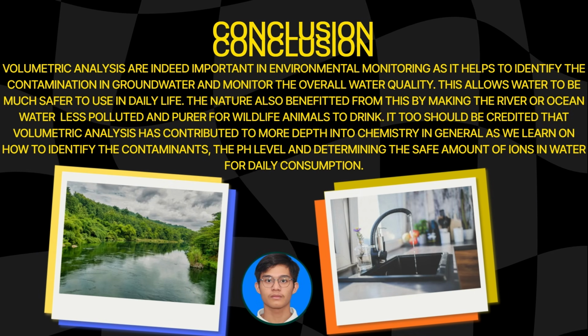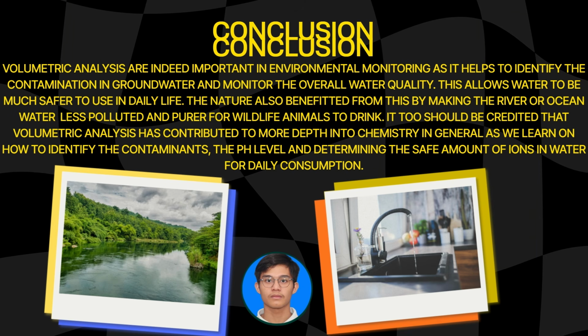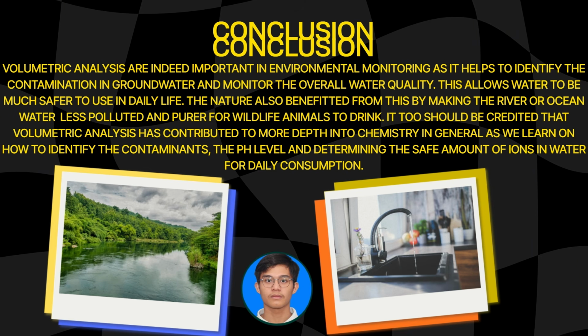So in conclusion, volumetric analysis is indeed important in environmental monitoring, as it helps to identify contamination in groundwater and monitor the overall water quality. This allows water to be much safer to use in daily life. Nature also benefits from this by making the river or ocean water less polluted and purer for wildlife animals to drink. It should also be credited that volumetric analysis has contributed to more depth in chemistry in general, as we learn how to identify the contaminants, the pH level, and determine the safe amount of ions in water for daily consumption.